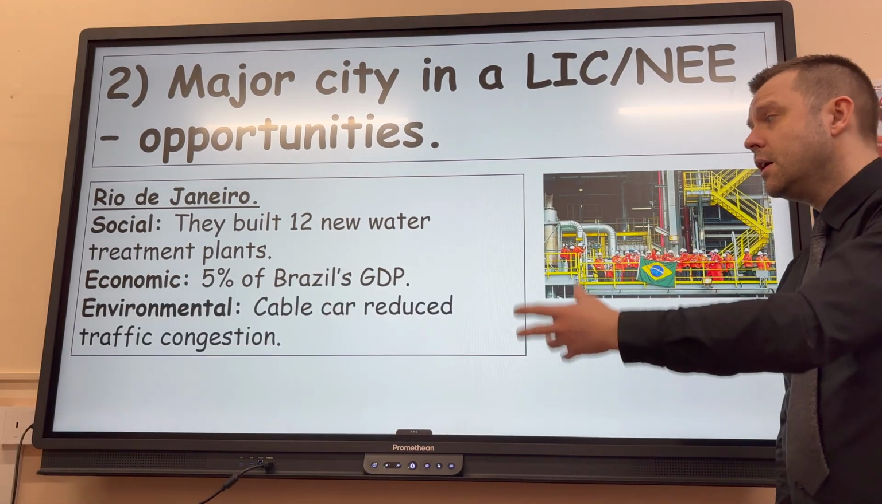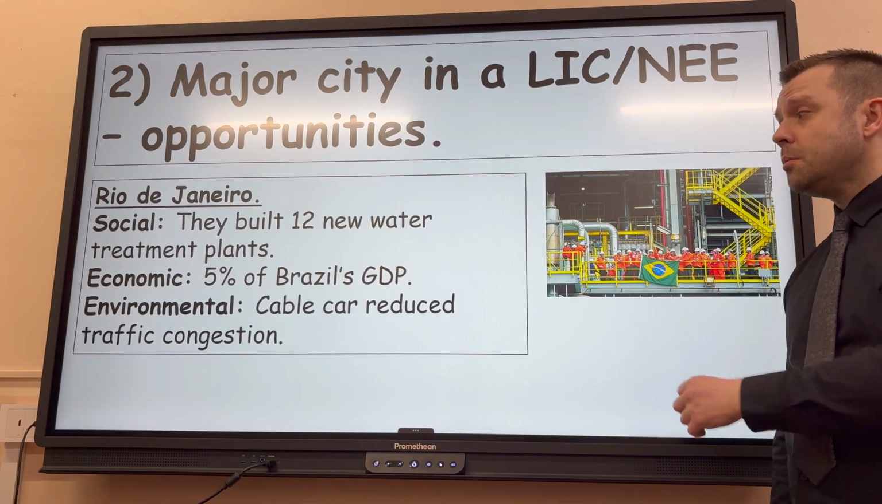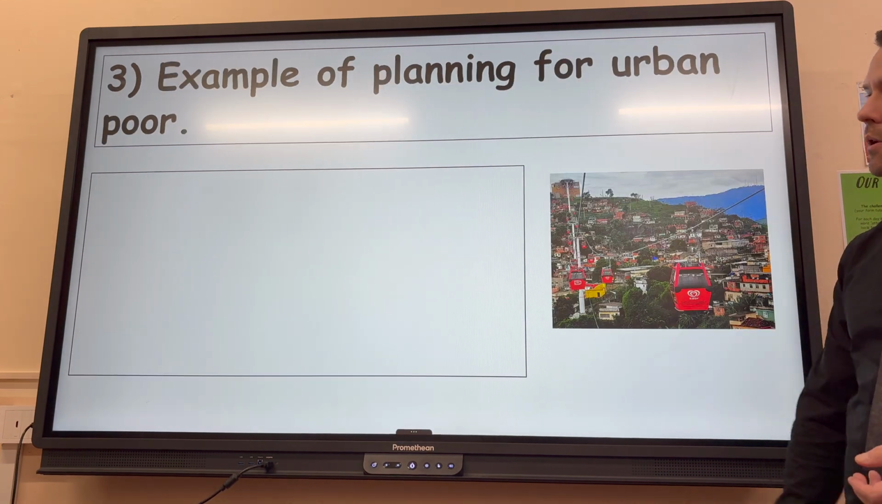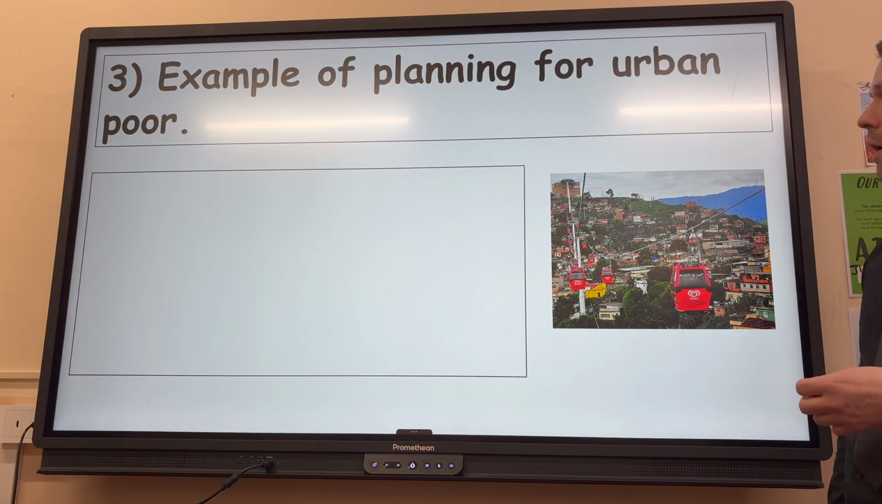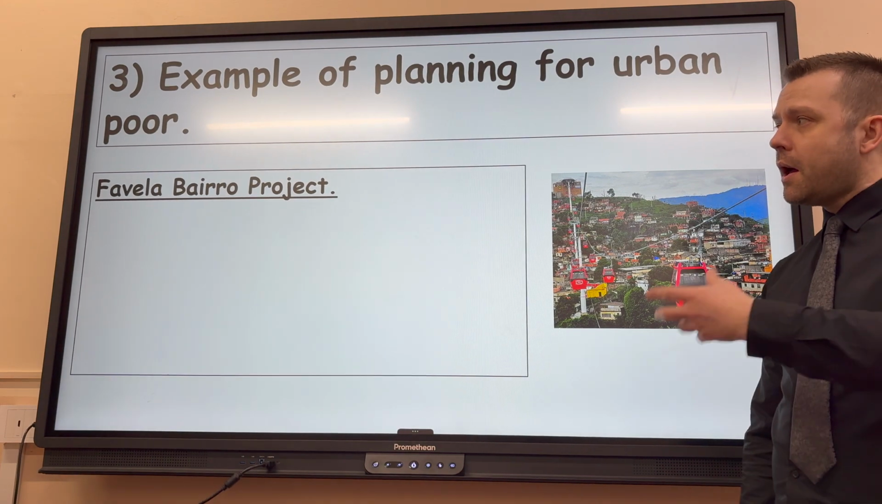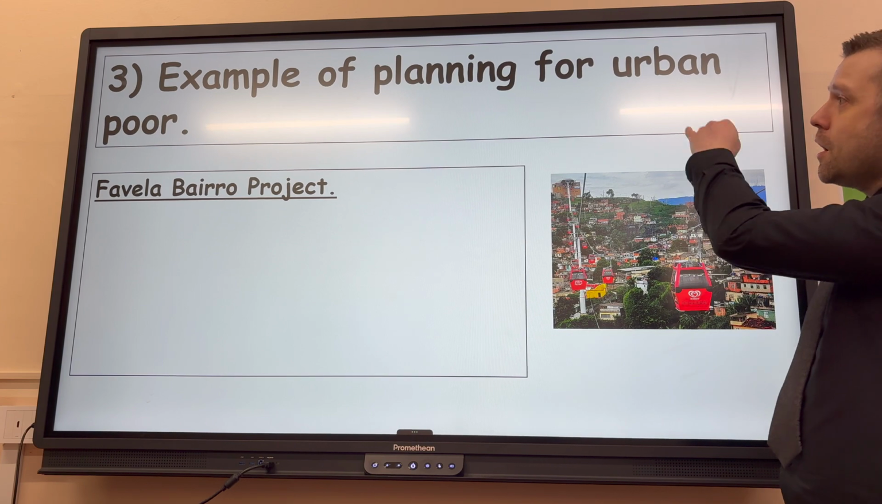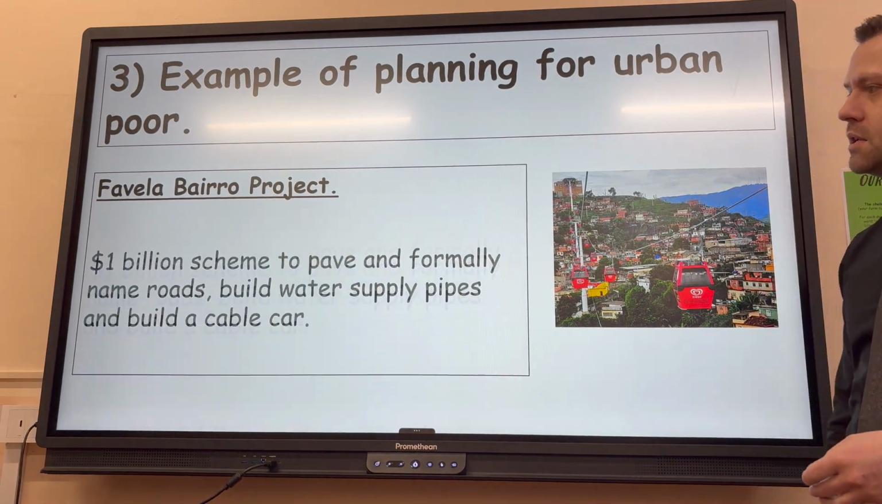And finally, environmental opportunity: they have built a couple of cable cars, and this has reduced traffic congestion, reducing air pollution. Right, planning for the urban poor. So Favela Bairro project just means neighbourhood favela project, and they're trying to help the urban poor. This is what it will look like in the exam.